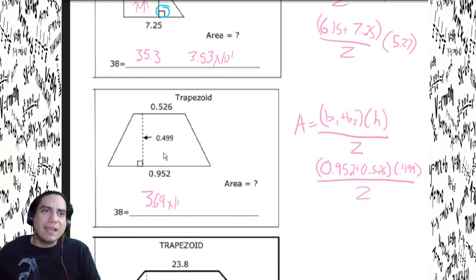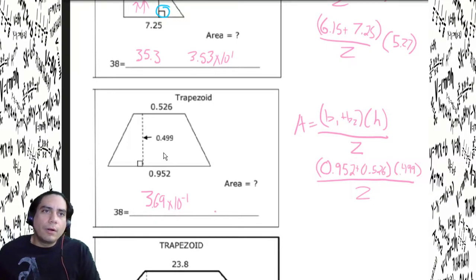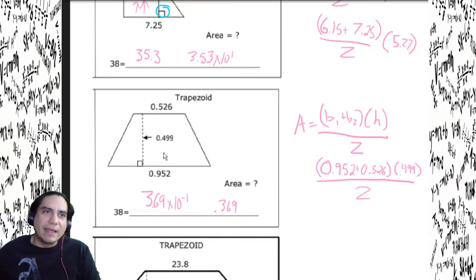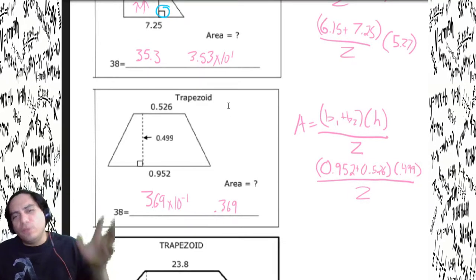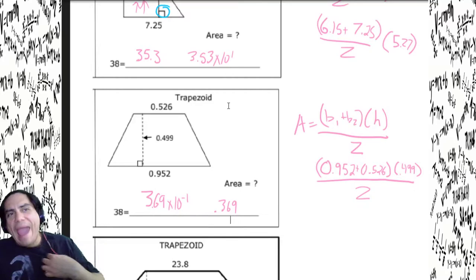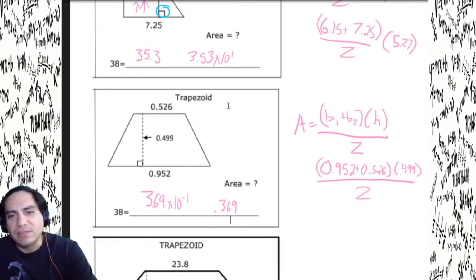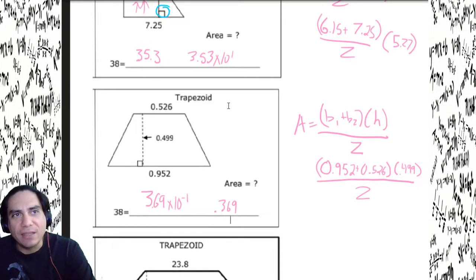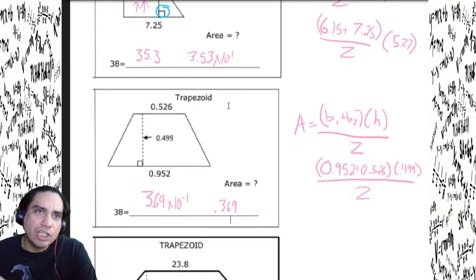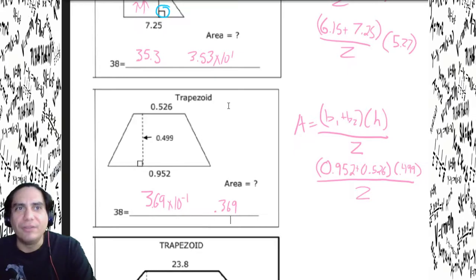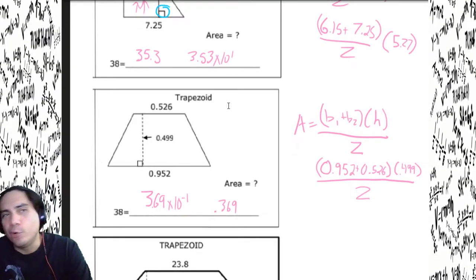3.69 times 10 to the negative first, or 0.369. That seems completely reasonable. Reasonable because, if you think about it this way, we're going to get half of the average of the bases, and multiply it by the height. The average of the bases, if we're looking at about 0.5 and 0.9-ish, is going to be about 0.7, a little bit higher than 0.7.